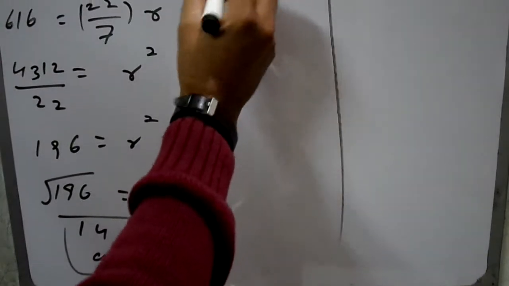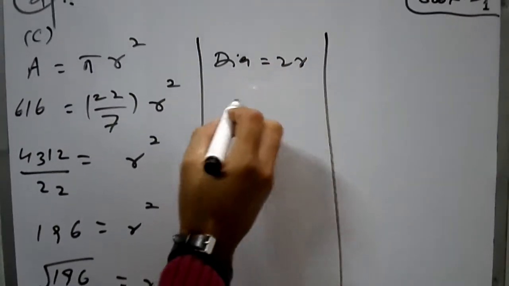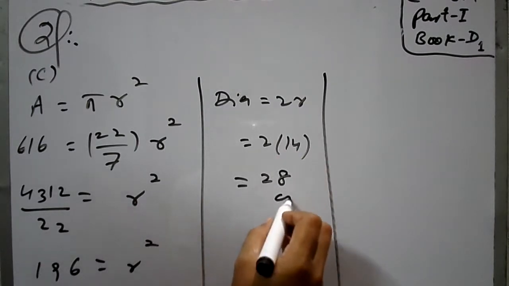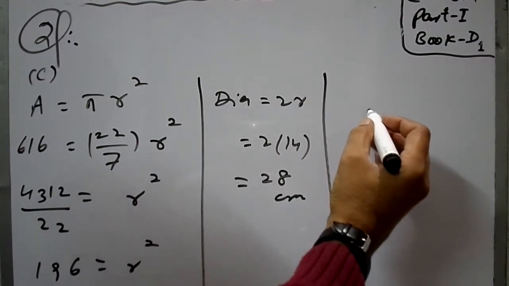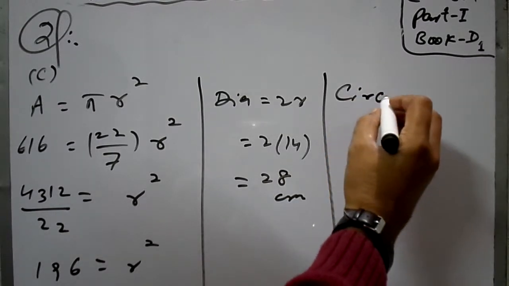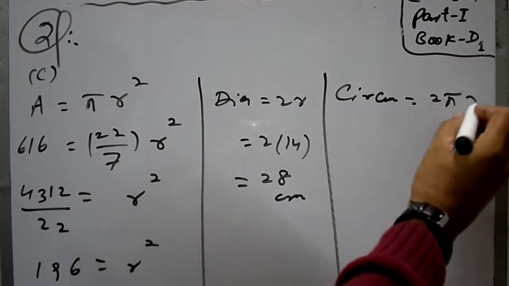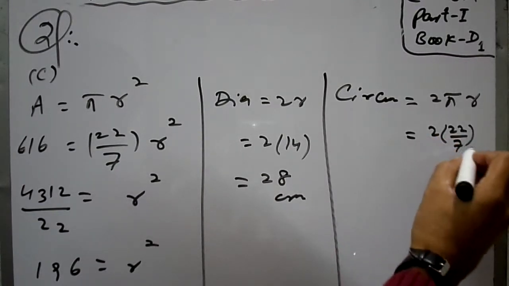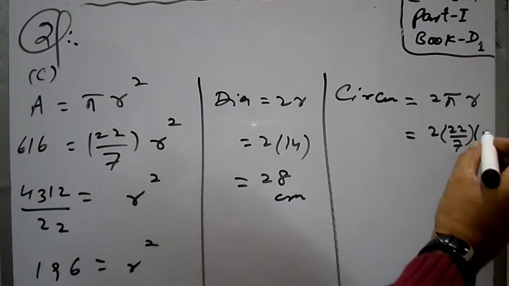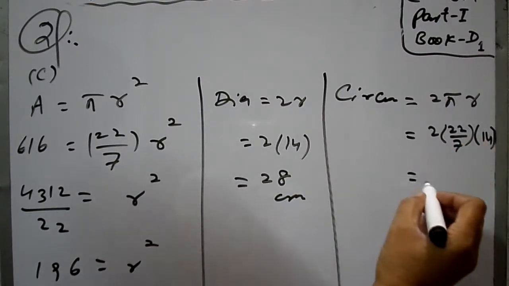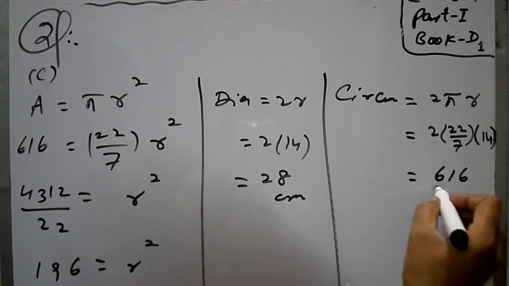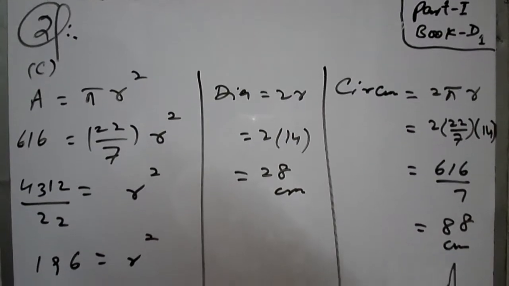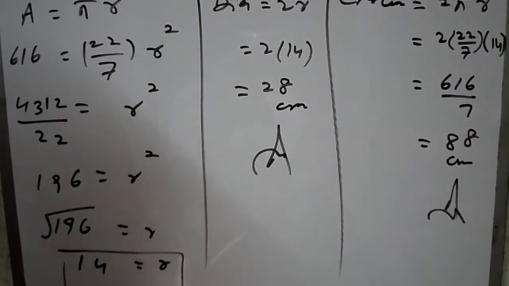So the diameter is equal to 2r, that's why 2 into 14, that is 28 centimeter. And third one is your circumference is equal to 2 pi r. The formula of circumference is 2 pi r, 2 into, so what is the value of r, that is 14, so put here. So after simplification, you will get 88 centimeter, so that is your result.